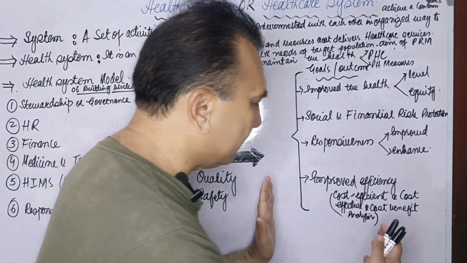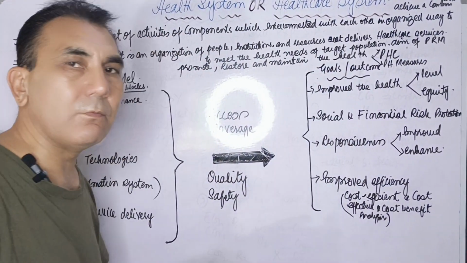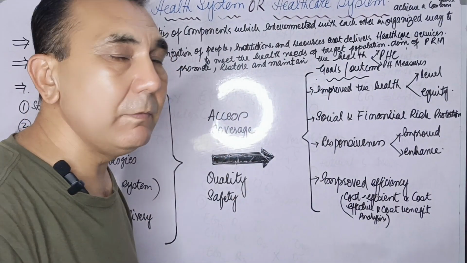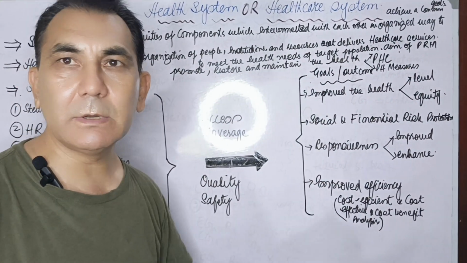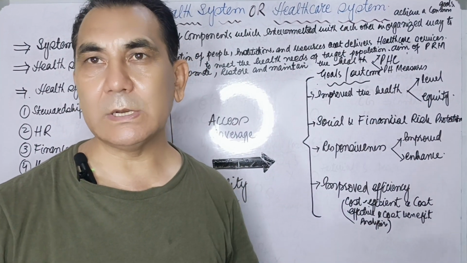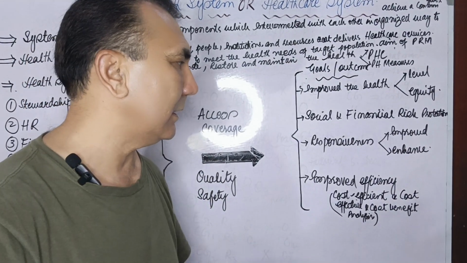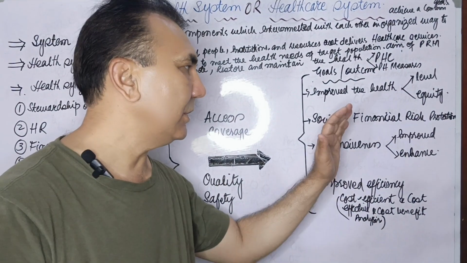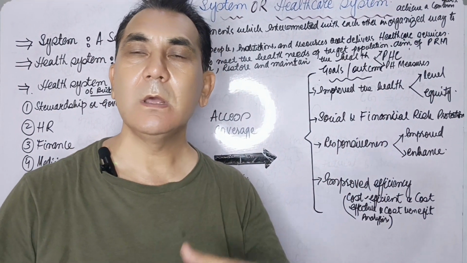The last component of this health system model is the goal and outcome. What are the goals and outcomes of these six building blocks? The first one, we will improve health at every level, at the primary, secondary, and tertiary levels, and we will improve equity and equality. The second outcome of the health system model is that we will protect the target population through social and financial risk protection.